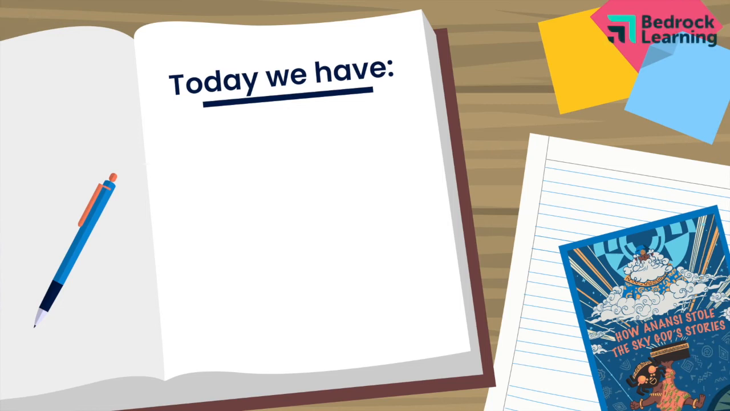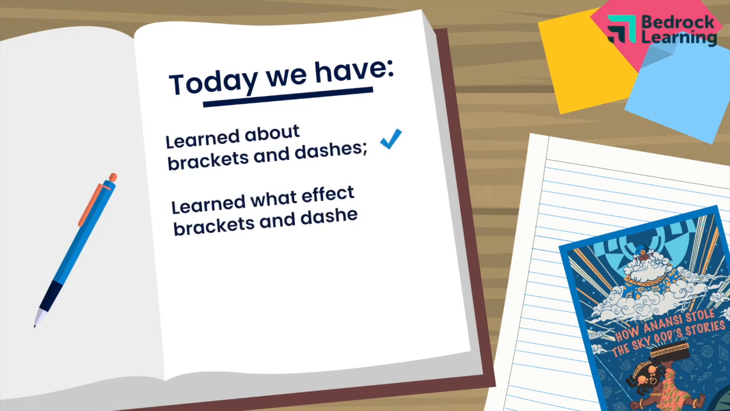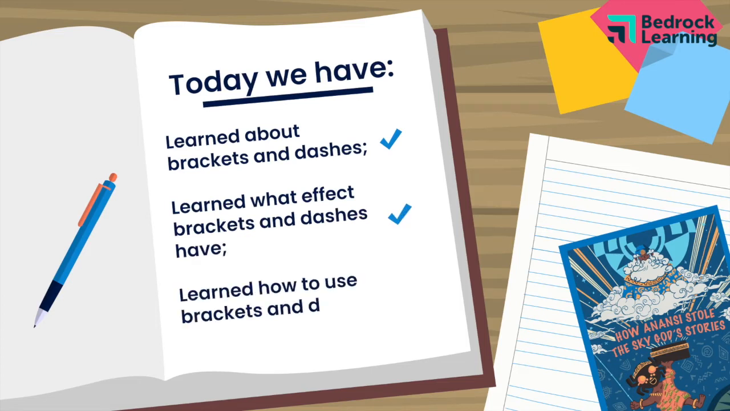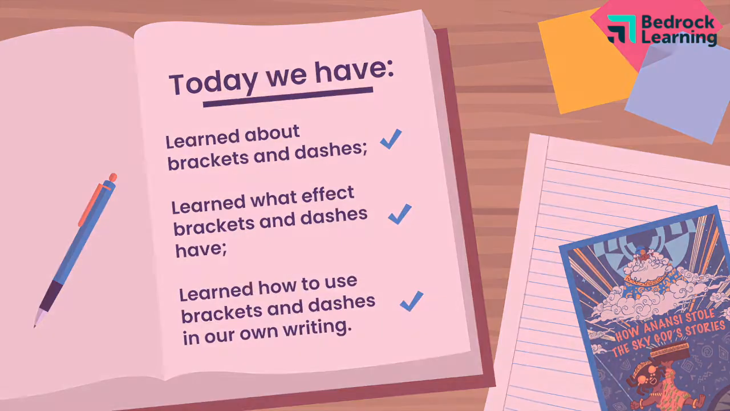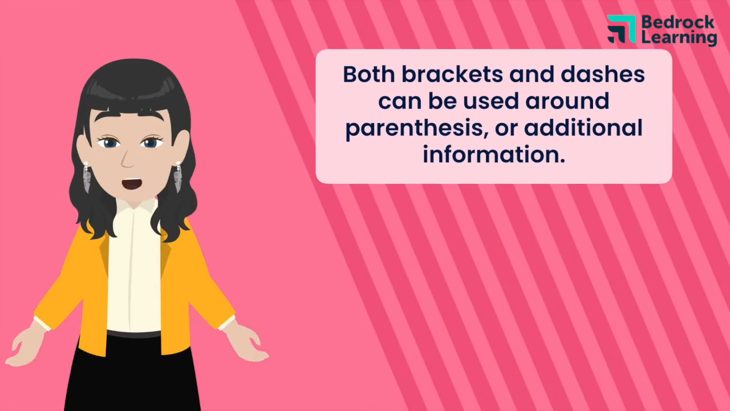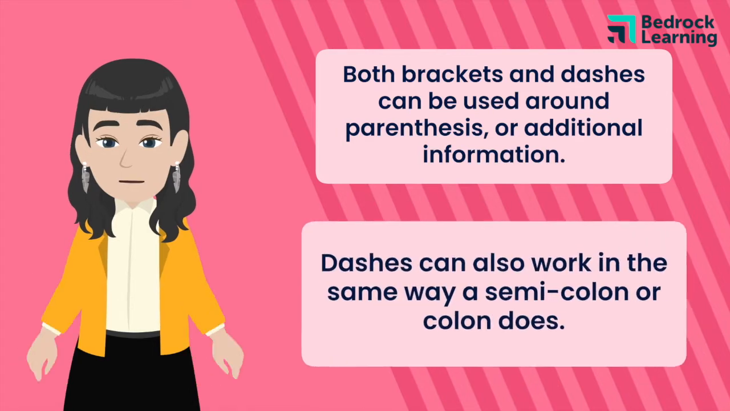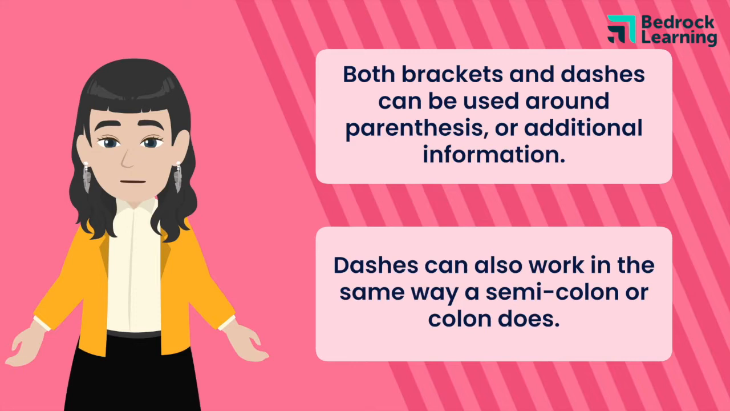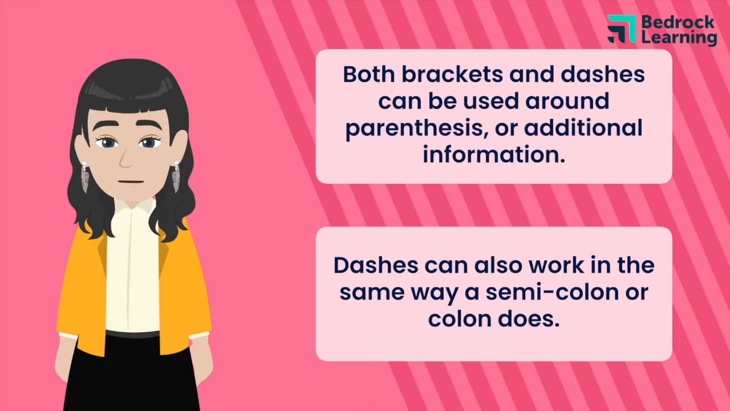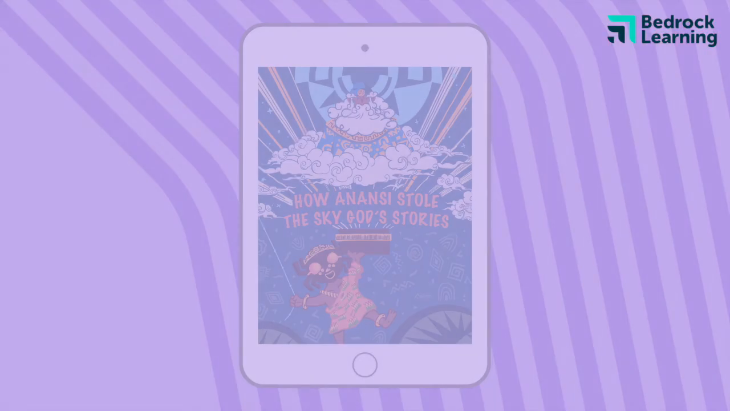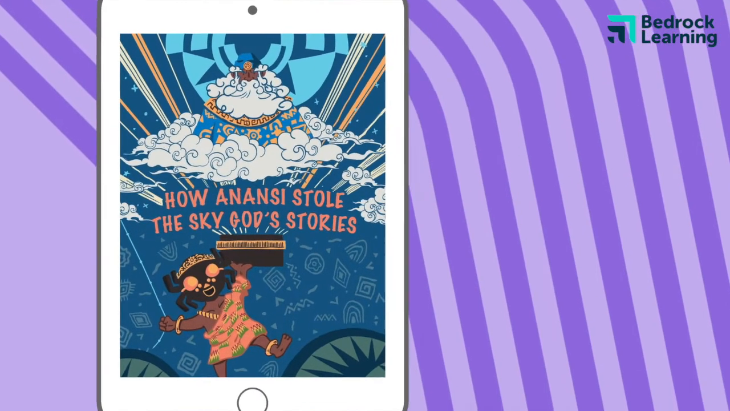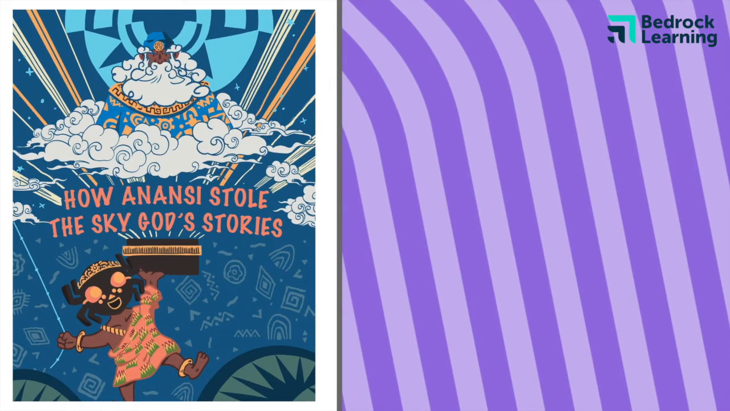In this lesson, we've learned about brackets and dashes, what effect they have, and how we use them in our own writing. We learned that both brackets and dashes can be used around parenthesis, or additional information. We learned that dashes can also work in the same way that a semicolon or colon does, by separating two independent clauses. Let's go back to the tale of Anansi and the sky god to refresh our memories.